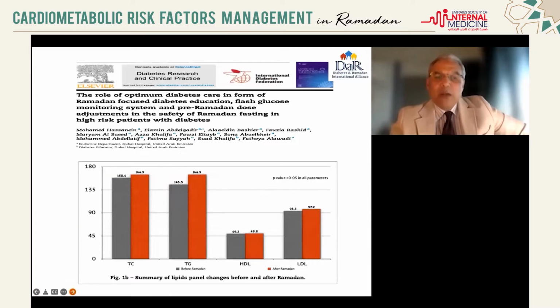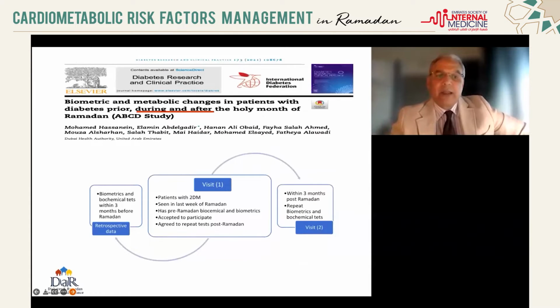Now, when we look into our optimum care trial for the high-risk patients that we looked at in Dubai Hospital, the total cholesterol, the triglycerides, and the LDL all went up, which is what we do not want. And in some of these occasions, such as the triglycerides, the increase was particularly worrying, which reflects the glycemic control that I told you was not that good in this group of patients. HDL hardly changed.